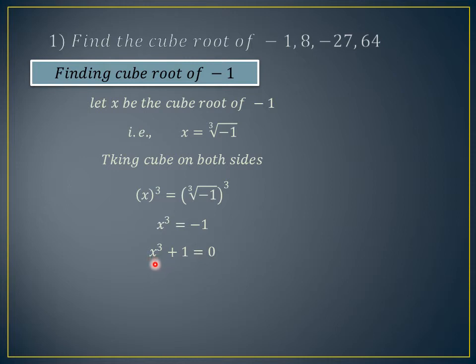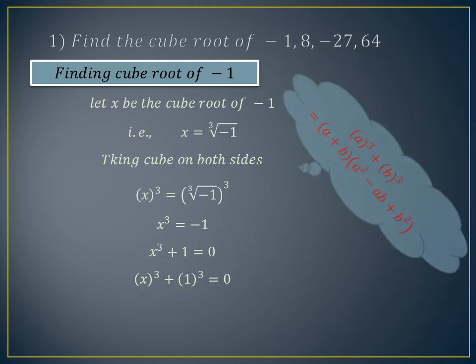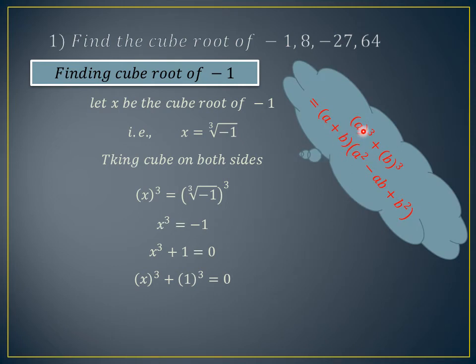X is in the cube form. It means we are going to apply the formula of a cube. So it will become x cube plus 1 cube. X represents a and 1 represents b. What formula will be applied? We will apply the formula of a cube plus b cube, which will be equal to a plus b into a square minus ab plus b square.